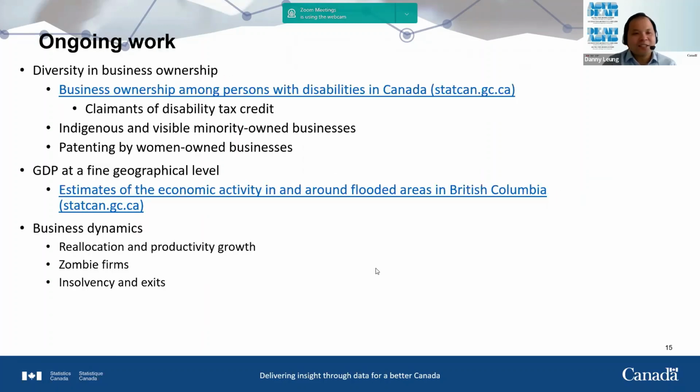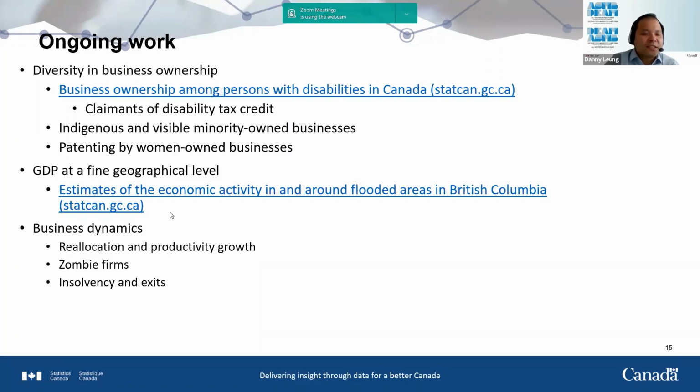Okay, so quickly, just about some of our ongoing work that may interest you, that may end up in the research data centers eventually. We do have a paper on business ownership among persons with disabilities. It is rather limited, but it's a start. It's on claimants of the disability tax credit, and so that could be a possible indicator. We are working on the Indigenous and visible minority-owned business indicators for microdata. Some of the follow-up work on patenting is looking at patenting by women-owned businesses.